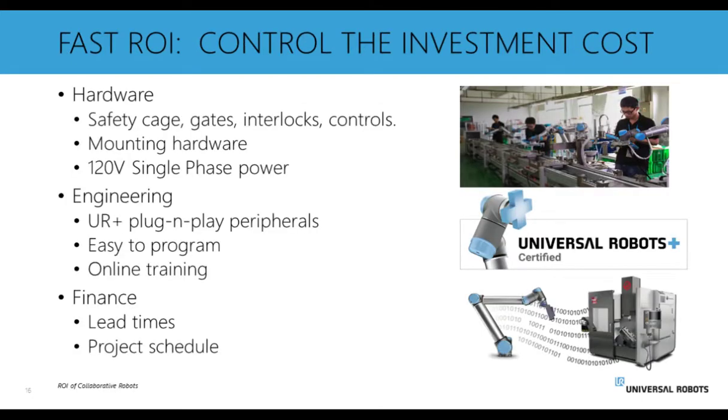Okay, so let's talk about how we achieve those ROIs. The first thing is in the cobot hardware. At least in the case of Universal Robots, cobots run off 120 volt single phase power. You can plug them into the wall just like you would any other piece of equipment or a laptop. The mounting hardware is extremely easy. This contributes to the low footprint of the robot, allowing you to implement it into cells and systems designed for humans without reconfiguring your entire line.